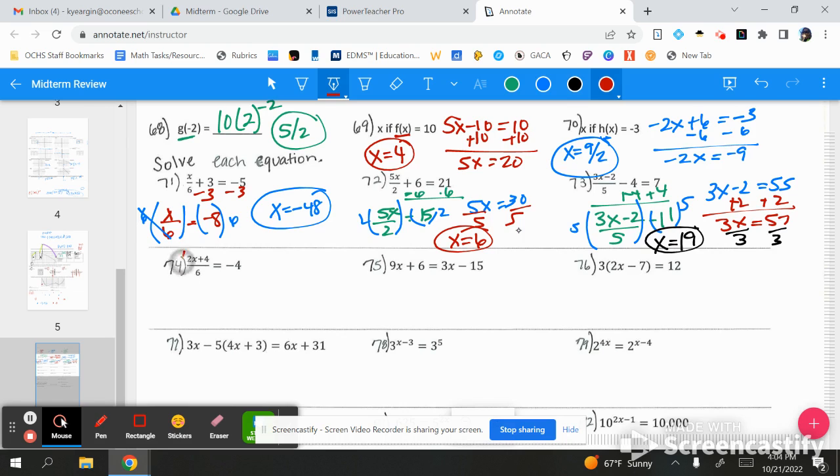For 74, we want to get rid of the 6 in the denominator first. Multiply each side by 6. 2x plus 4 will equal negative 24. Subtract 4 from each side. 2x equals negative 28. Divide each side by 2. X will equal negative 14.